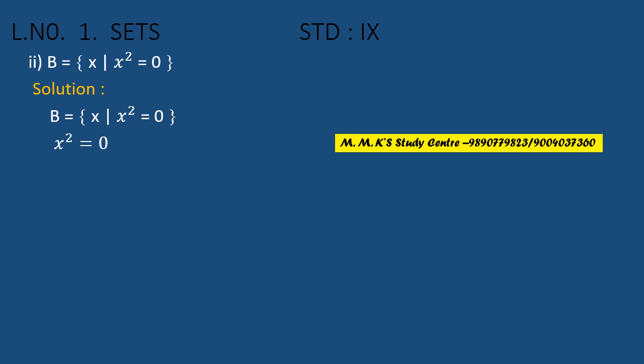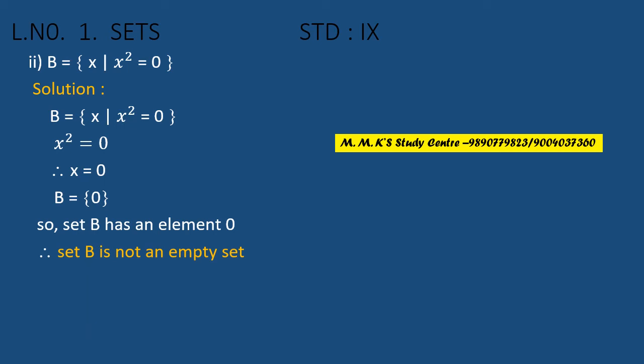We will solve x square is equal to 0. The square of 0 is 0, similarly, the square root of 0 is also 0. So you will get x is equal to 0. Therefore, in curly brackets, you will get 0. It doesn't mean that it is an empty set. In the curly bracket, we are getting 0. And that's why set B has an element which is 0, and therefore set B is not an empty set, children.